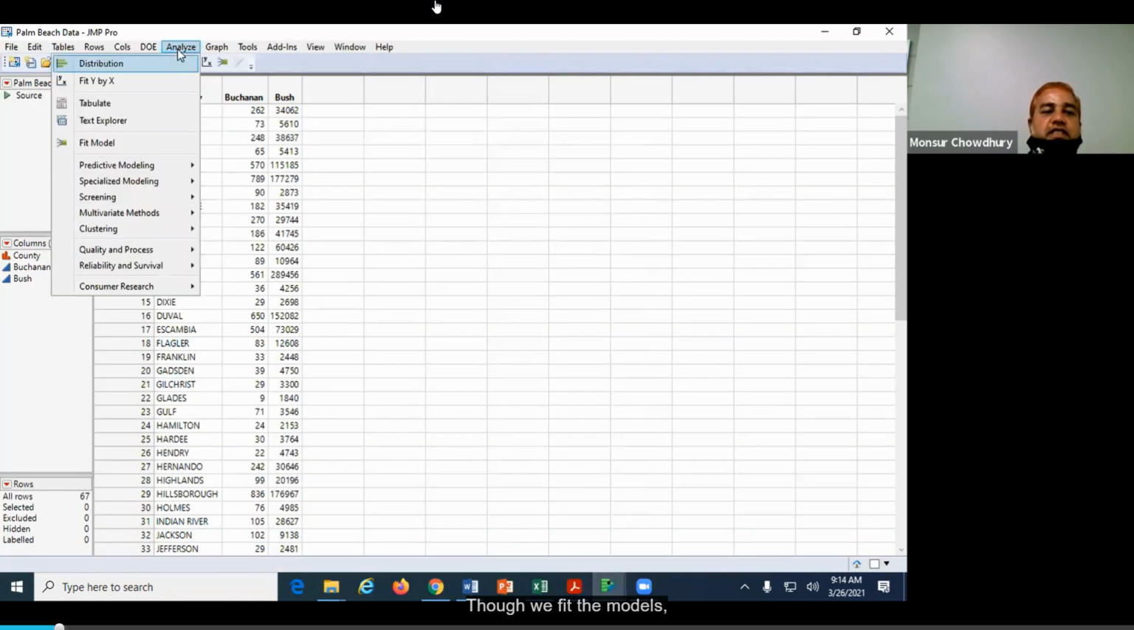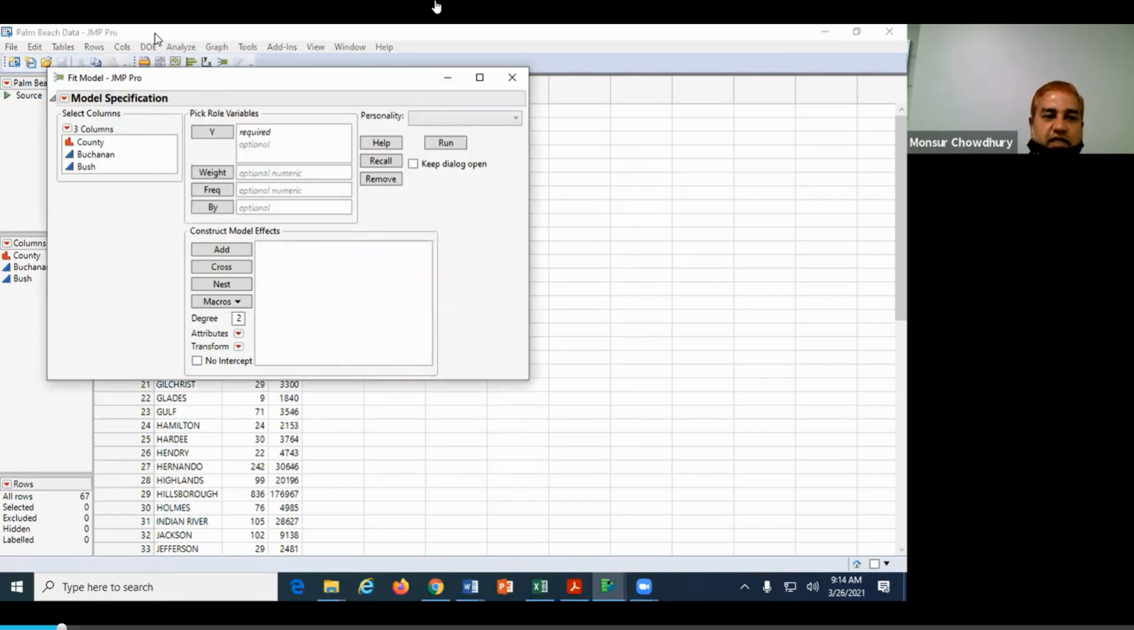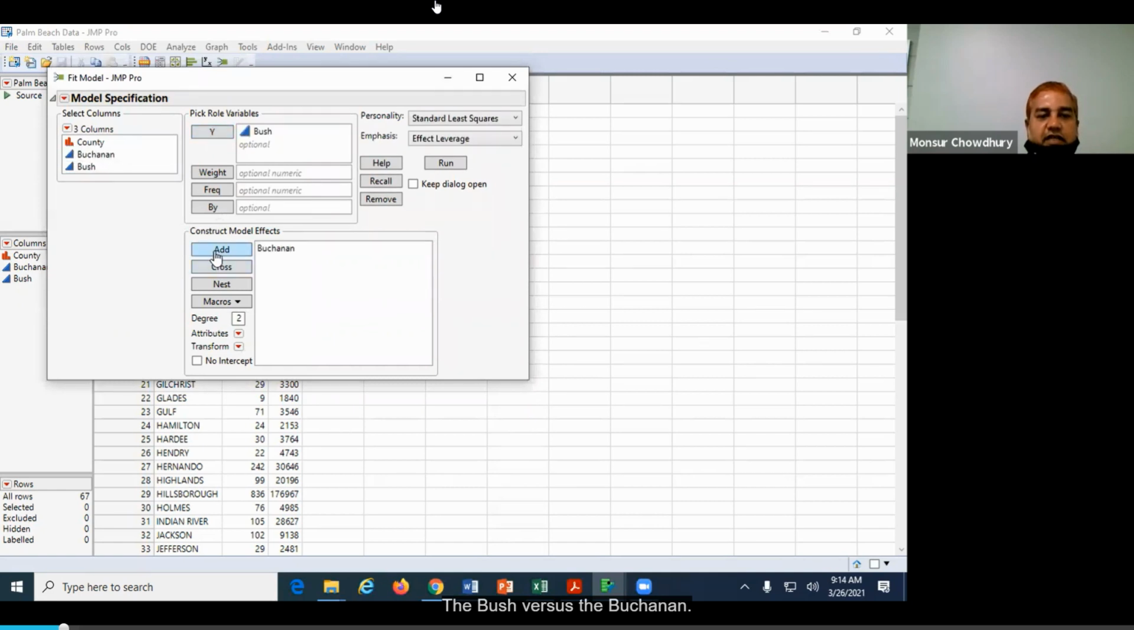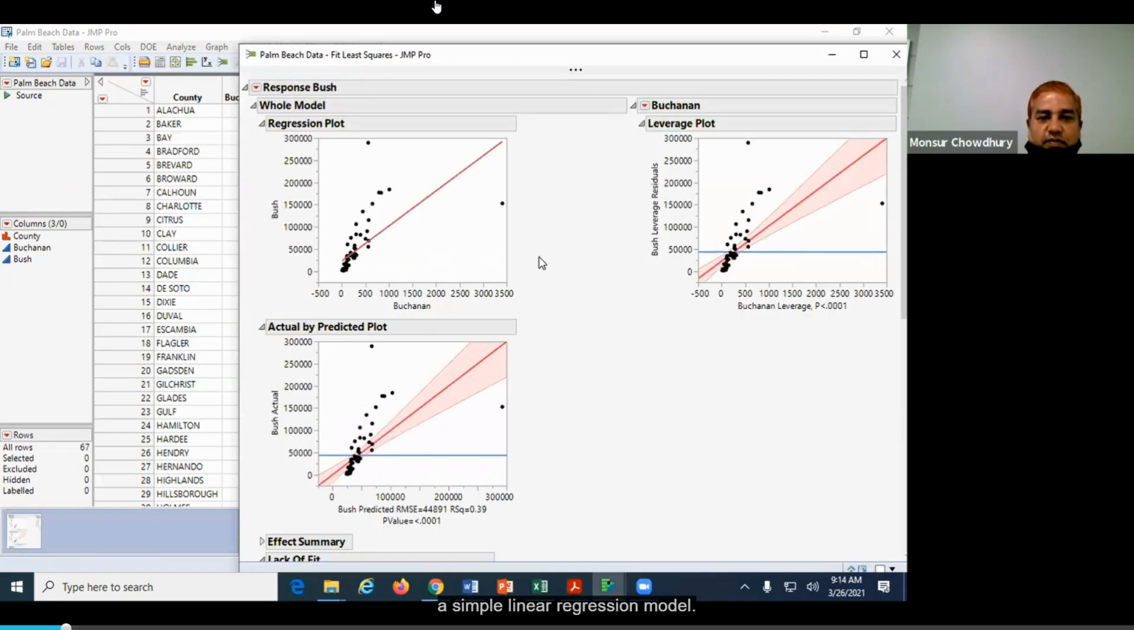So we fit the models. Very simple models here. The Bush versus the Buchanan. And these are the counties there for each county. And we fit these models, simple linear regression models. When we fit this model, what can we see here? Can anyone tell me? From these models.